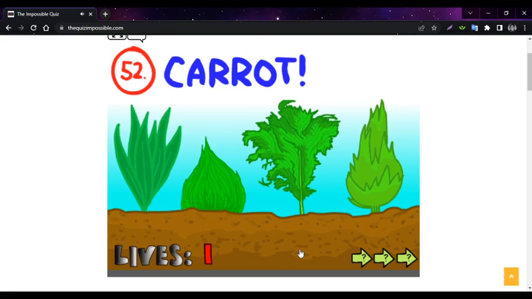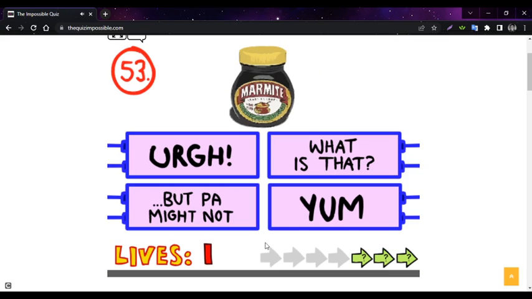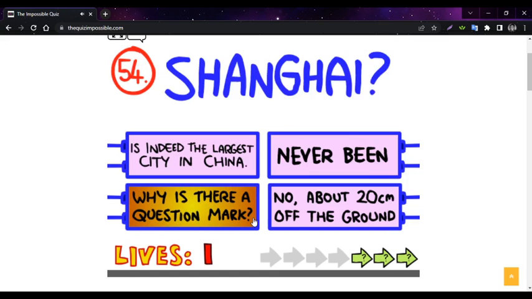I wonder what this could be. This is like an onion. I don't know what these two are, but this is a carrot. Derpiest looking carrot. Marmite. But Pa might not. Shanghai is indeed the largest city in China. Why is there a question mark? Never been. No, but I think it's this one.